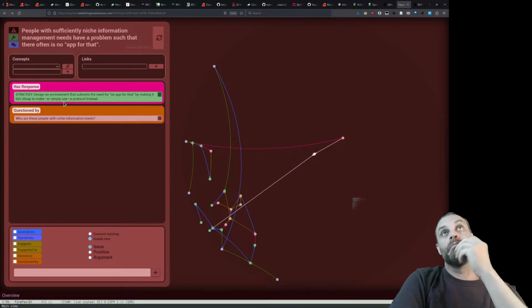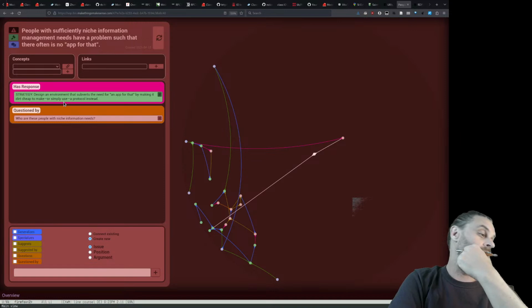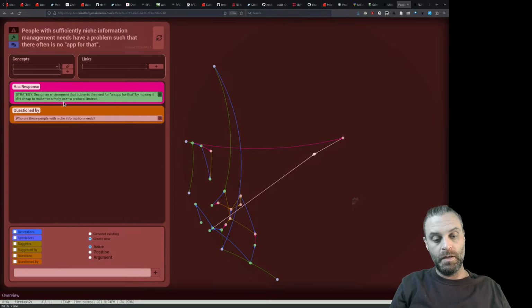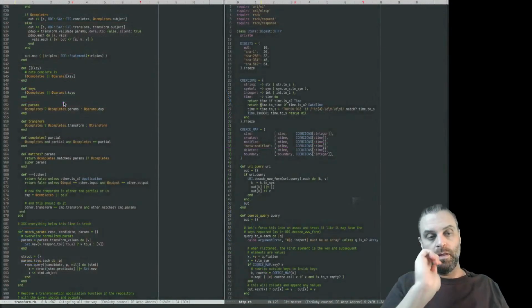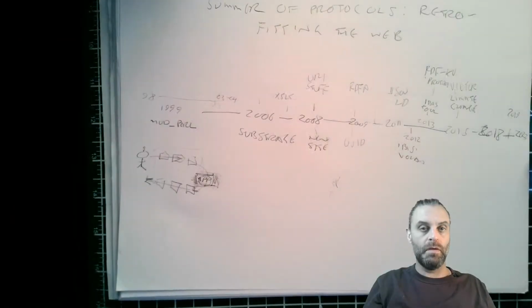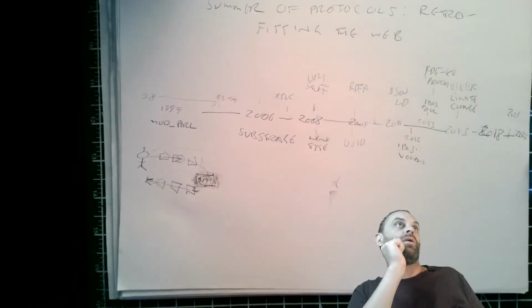I also wrote all this in Perl because that's what you write when you've been writing code since 1997. So anyway, that's the story behind that.